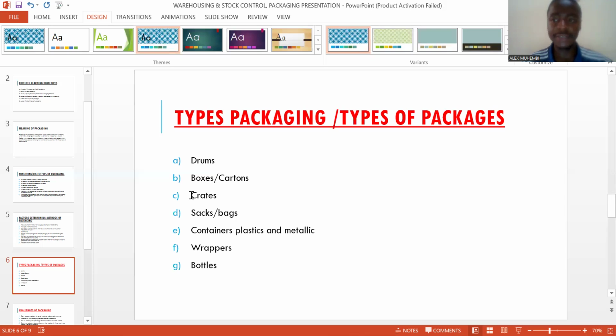You can use crates. You know, crates are used to package sodas and other items. You can use sacks or bags. You can use containers, plastic and metallic. So containers can be plastic or can be metallic. You can use wrappers, you know, you wrap the material, and you can also use bottles. So these are types of packages.